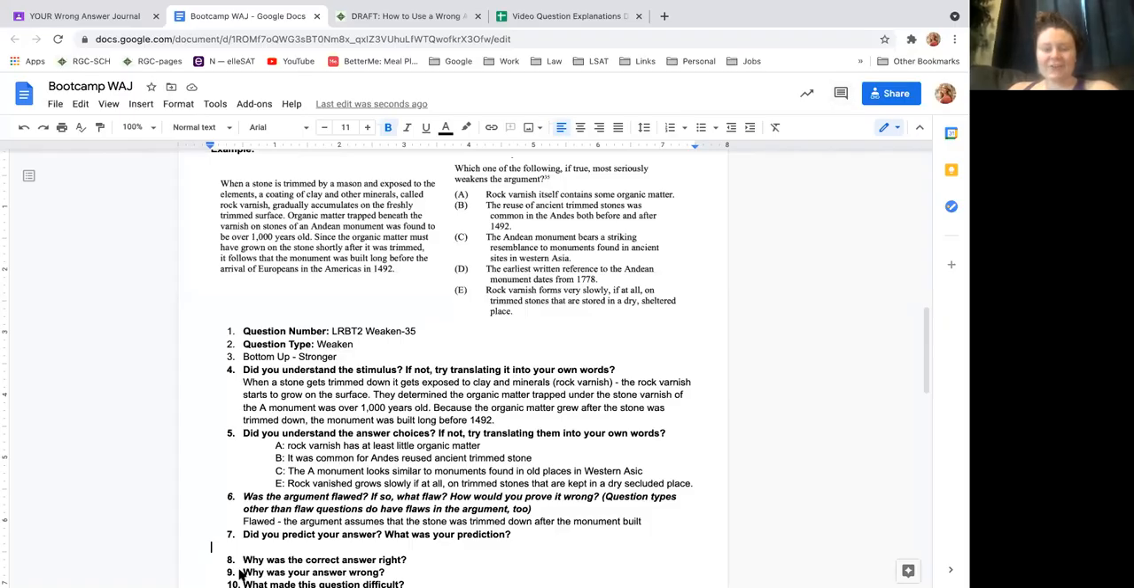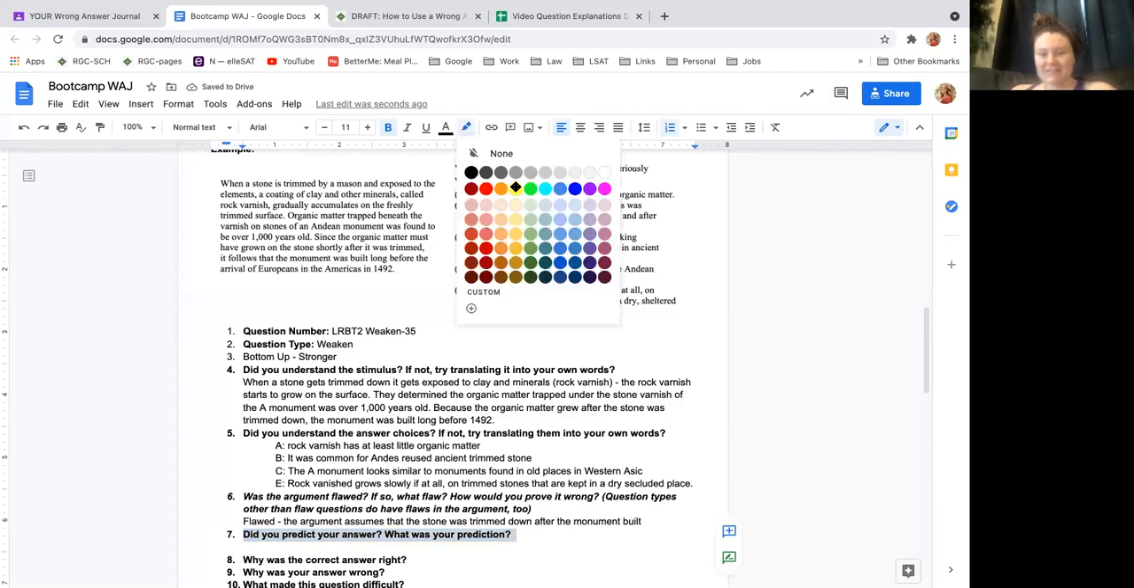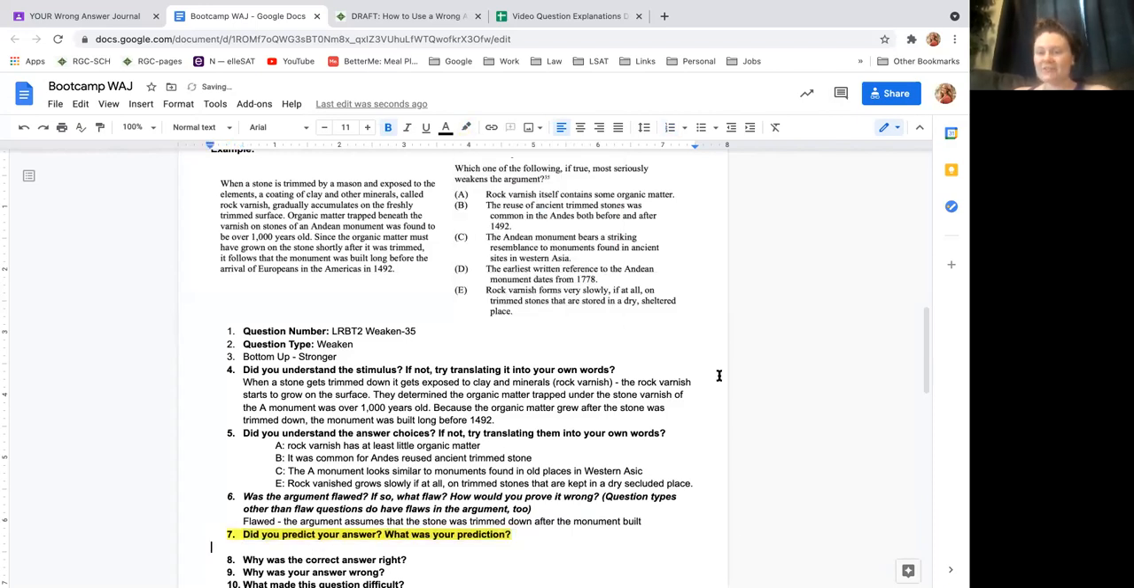All right, so for question number 7, it's asking, did you predict your answer and what was your prediction? If you didn't predict your answer, maybe ask yourself why not, or try to come up with a different prediction now than even the right answer choice if you can. So here I'm going to say that we're trying to weaken this conclusion that the monument was built long before. So if I'm weakening that, I'm trying to say that the monument was not built long before.